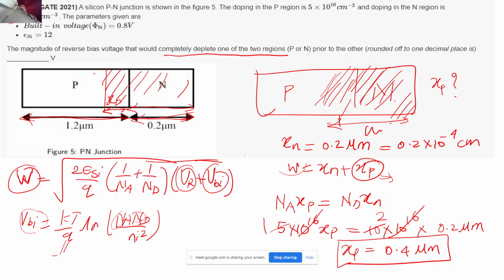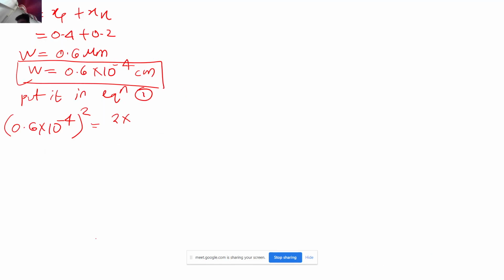So 0.6 into 10 to the power minus 4. I will square both sides of equation number 1 to get rid of the square root. So this will be nothing but 2 epsilon si by q. 2 into 12 has been given to me, so 2 into 12 into 8.85, the permittivity of free space, upon q. And now I will have the 1 upon Na plus 1 upon Nd term: 5 into 10 to the power 16 plus 1 upon 10 into 10 to the power 16. This will be multiplied by Vr plus Vbi. Vr I don't know because this is what I was supposed to calculate.